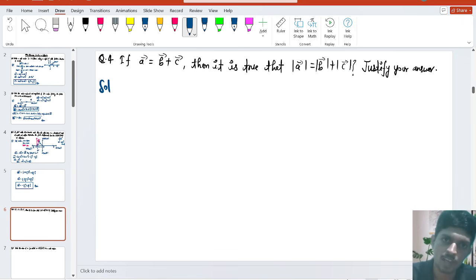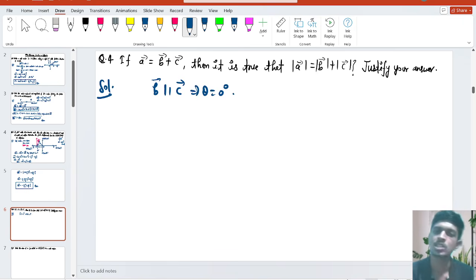So is the solution true? This is not always true. It is true only under specific conditions. It is true only if vector B and vector C are parallel, meaning theta equals 0 degrees, or vector B and vector C are collinear. This is possible only in the parallel case. So the answer is: no, not always true.